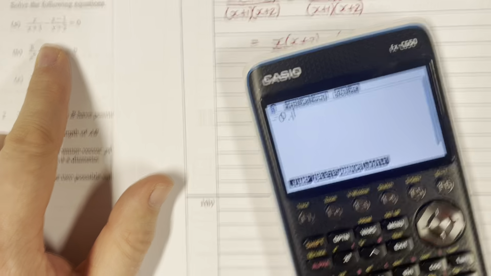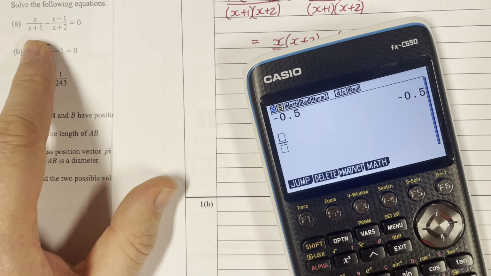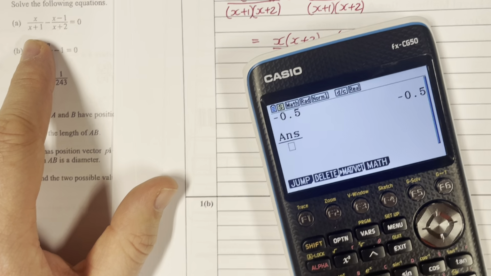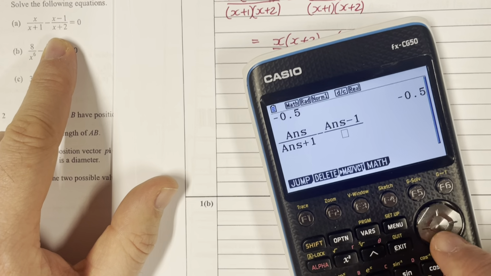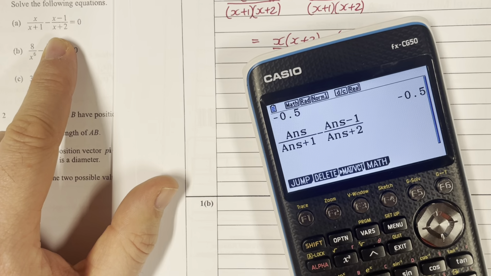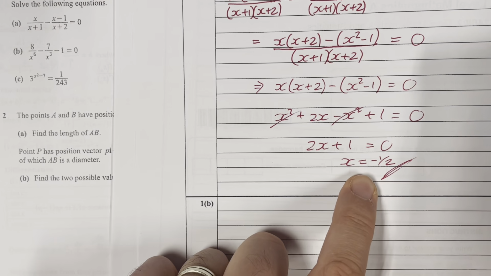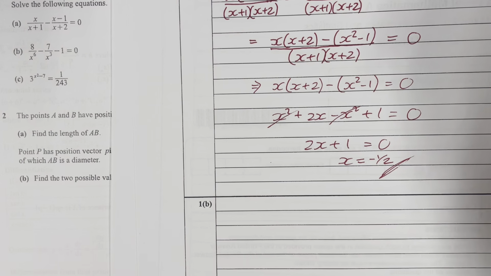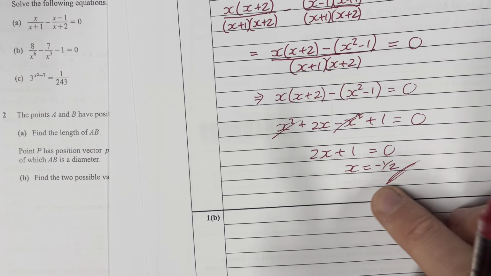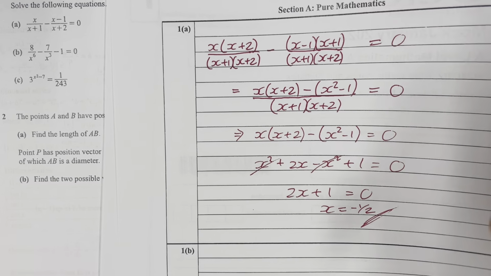If it doesn't satisfy the equation, then I've done something wrong in my working. So minus a half was the answer I got, so I'm going to type minus a half and then equals, and then I'm just going to put in answer divided by answer plus 1, minus answer minus 1 over answer plus 2, and that should equal 0, which it does. So that confirms to me that at least this answer is correct, and it does satisfy the equation. It doesn't tell me if there are any missing answers, but I'm happy that this is the correct answer, and following my algebra, I'm happy that that is indeed the only correct answer.